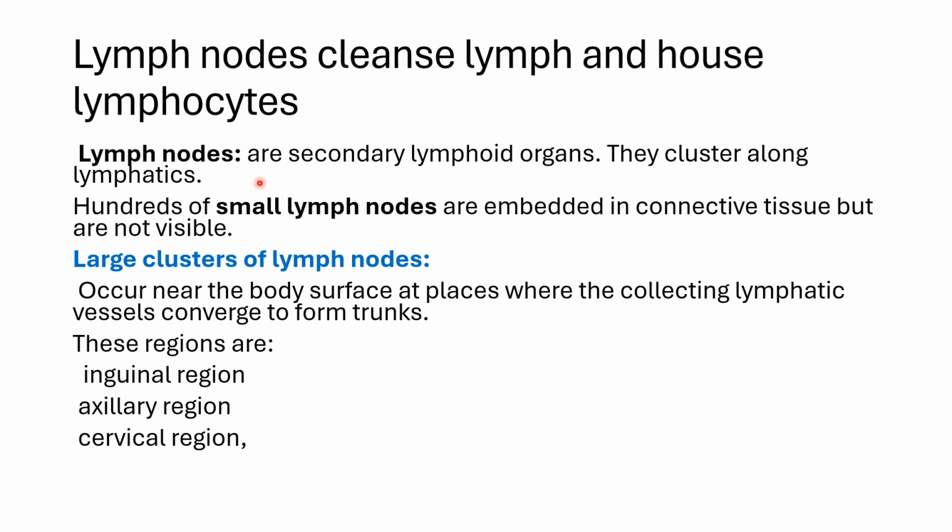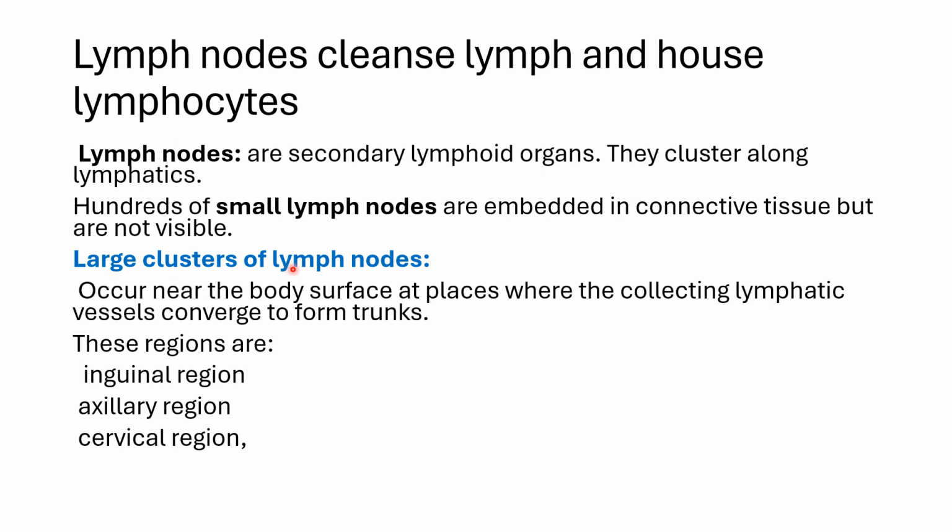They are small, about 1 to 1.5 centimeters, but sometimes they can also become enlarged when there is inflammation and they are trying to remove the pathogens or the cancer cells from the lymph, so they don't get into the circulation. So they are pretty important. We have hundreds of small lymph nodes which are embedded in connective tissue, but under normal conditions, they are not visible because they are very small.